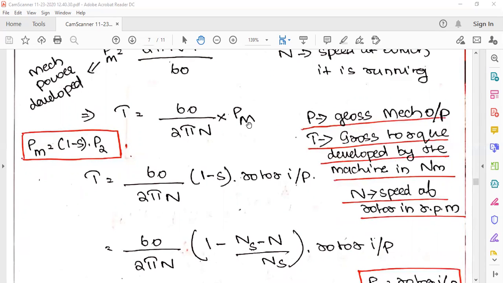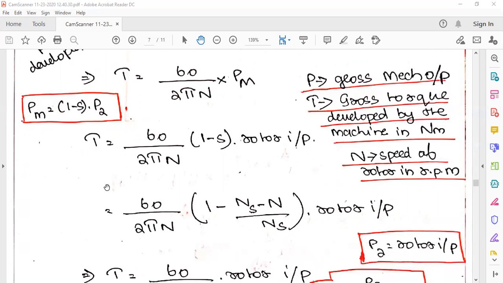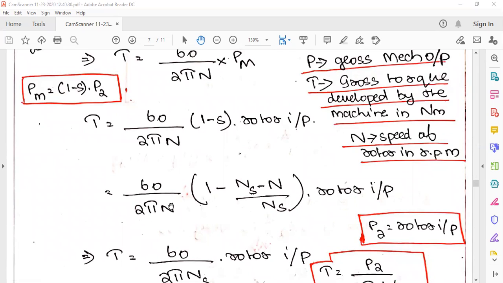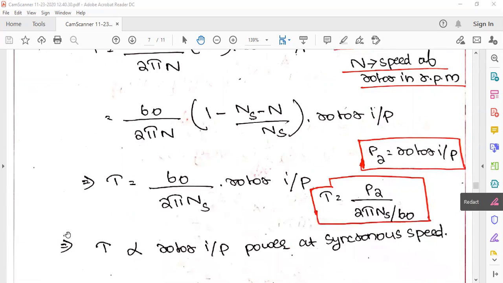In the previous section we described that mechanical power developed is equal to 1 minus S into P2, where P2 is the rotor input. Why is it given as P2? The 2 means the rotor side, the secondary side. So T is equal to 60 by 2 pi N into 1 minus S into rotor input. That is equal to 60 by 2 pi N into 1 minus S, where S is the slip, N minus N by Ns, into rotor input P2. So T is equal to 60 by 2 pi Ns into rotor input, that is T is equal to P2 by 2 pi Ns by 60.